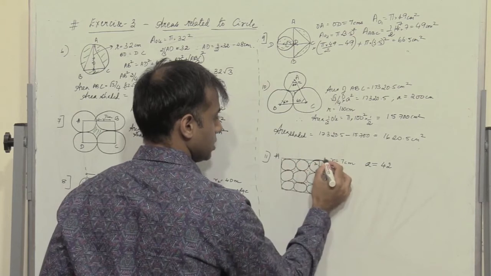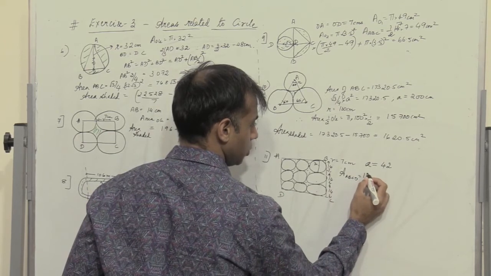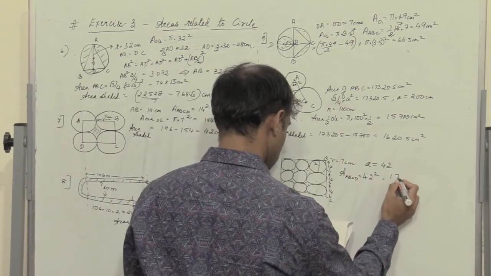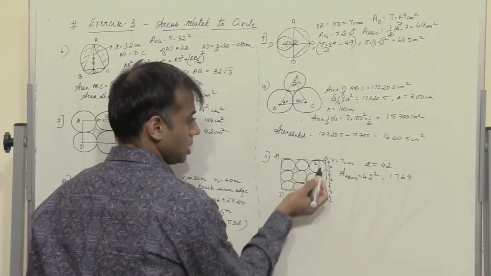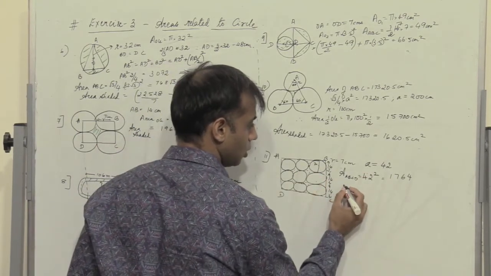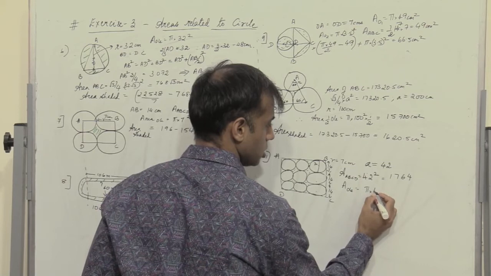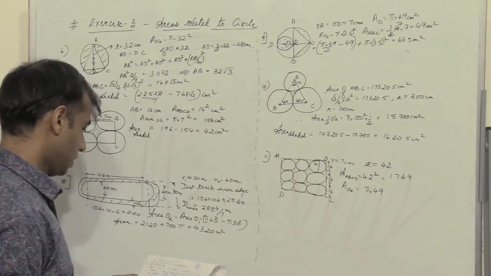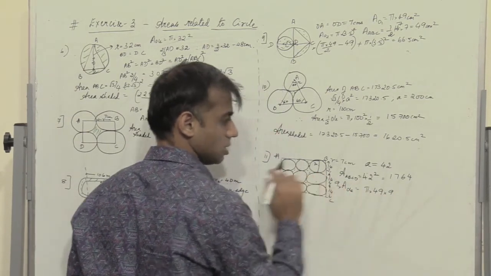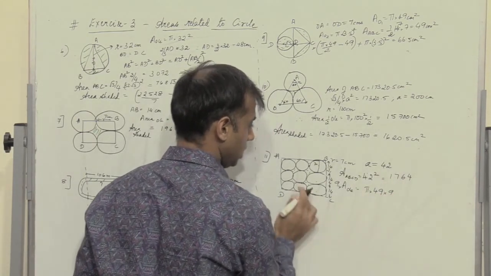If I call this square ABCD, the area of ABCD is 42 square, so that gives a value of 1764. Next, we need to find the area of these 9 circles, each circle having a radius 7. The area of one circle is pi into r square, which is pi into 49. Now I have 9 circles, so I multiply this by 9 to get the area of all these 9 circles. I need to subtract this from 1764 to get the area of the shaded region.